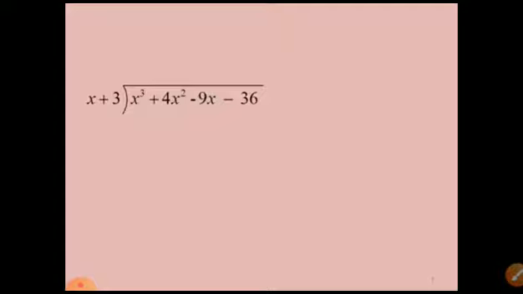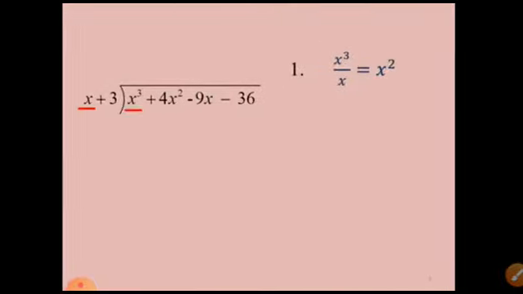So what is the first? Again, you have to divide x cube plus 4x square minus 9x minus 36 by x plus 3. See whether it is in standard form, that is, the exponents of x are in decreasing order. Yes, both your dividend as well as divisor's exponents are written in the decreasing order. So we can start with the division.